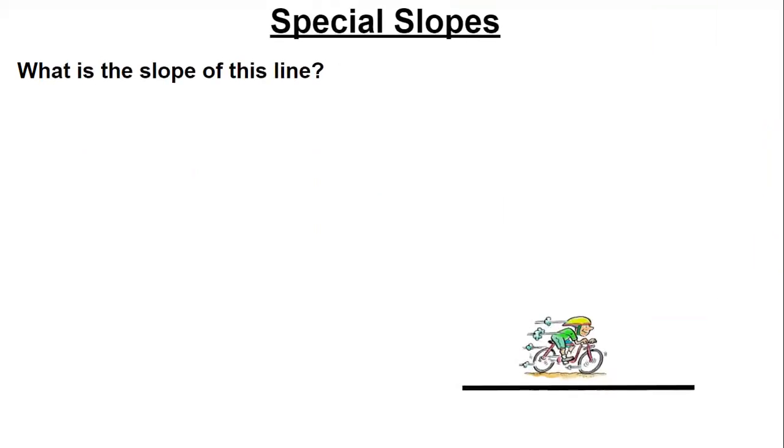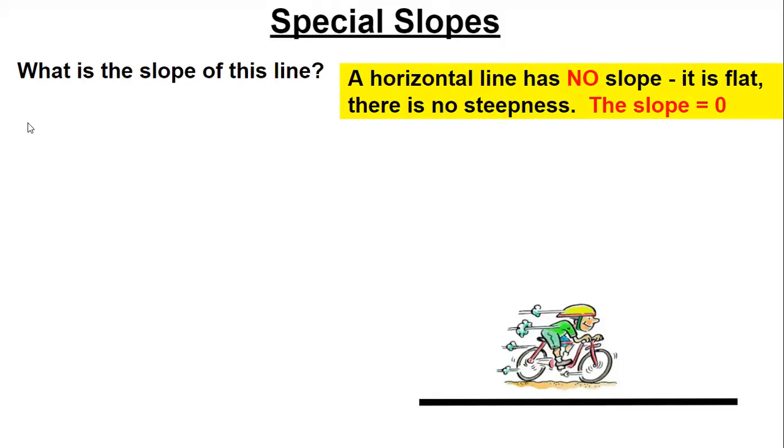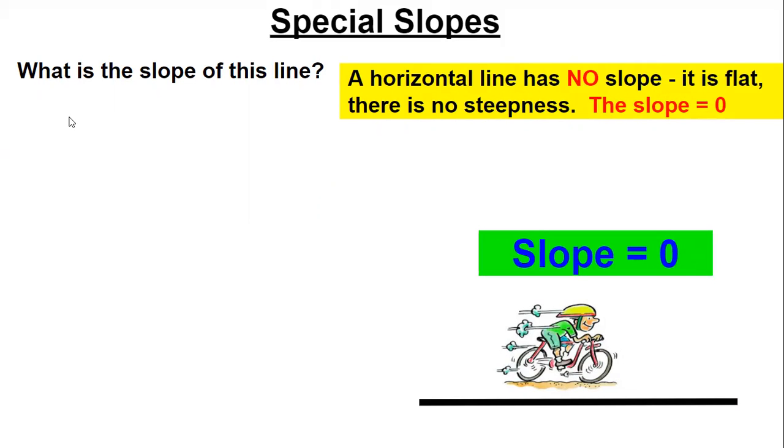Let's move on. What is the slope of this line? Does that have a number? Is it a slope at all? That's a flat line, isn't it? So that slope would be 0. A horizontal line has no slope. It does not go uphill. It does not go downhill. It is flat. There is no steepness. The slope equals 0.